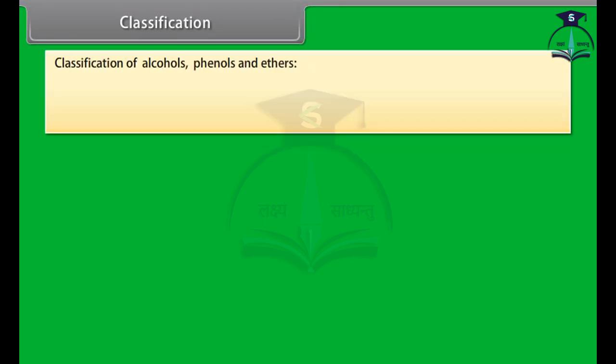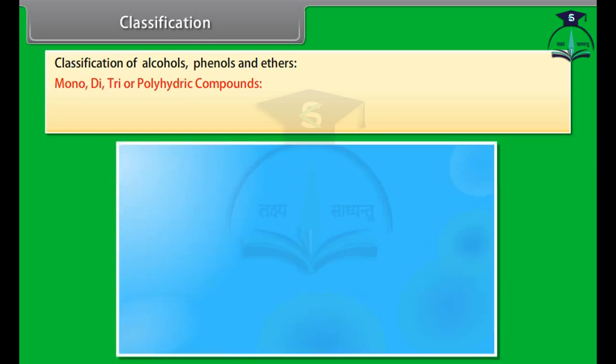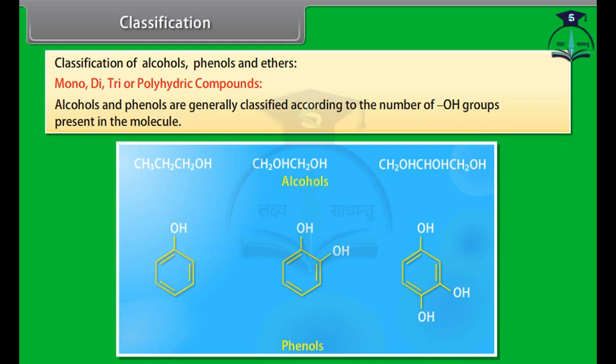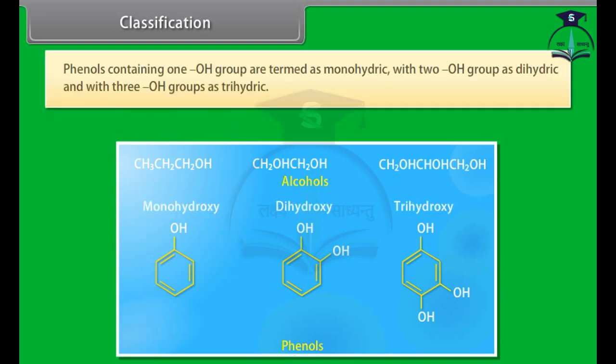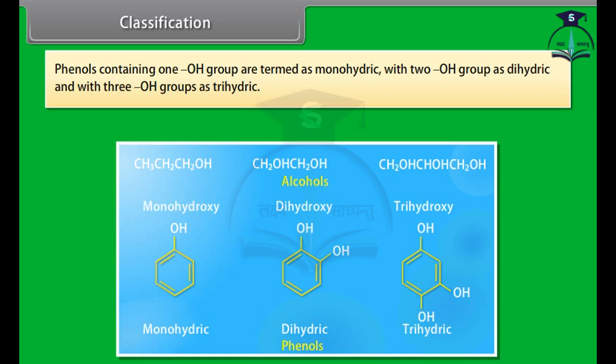Classification of alcohols, phenols and ethers. Mono, di, tri or polyhydric compounds. Alcohols and phenols are generally classified according to the number of hydroxyl groups present in the molecule. The alcohols containing one hydroxyl group are termed monohydroxy, with two hydroxyl groups as dihydroxy and with three hydroxyl groups as trihydroxy. Phenols containing one hydroxyl group are termed as monohydric, with two hydroxyl groups as dihydric and with three hydroxyl groups as trihydric.